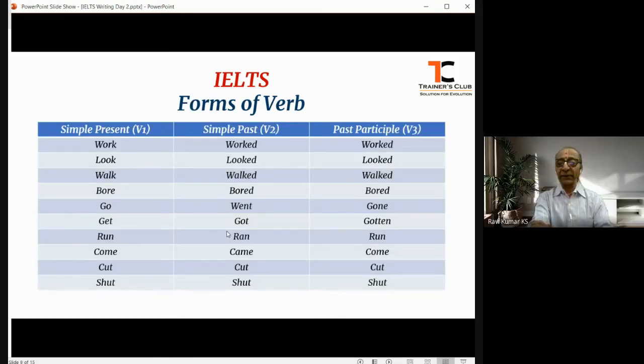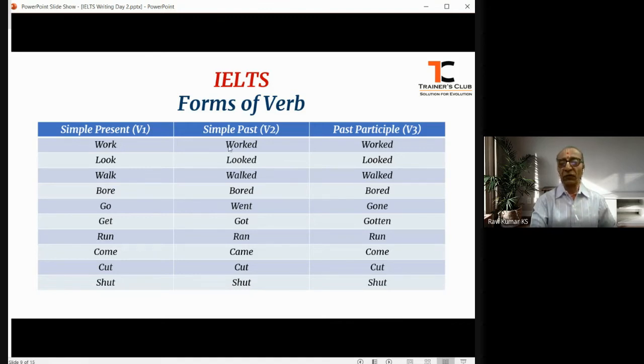Right, fine. Then the forms of verb, as I told you, V1, V2 and V3, that is the simple present, simple past or past participle. These are known as present, past or participle also. That is V1, V2, V3. V4, I told you, is the continuous form or the ing form. So work will become working, look will become looking, walk will become walking. Just add ing to V1, it becomes V4.